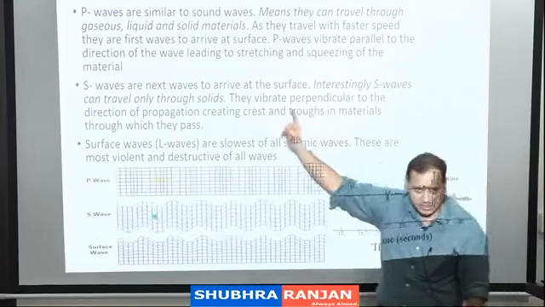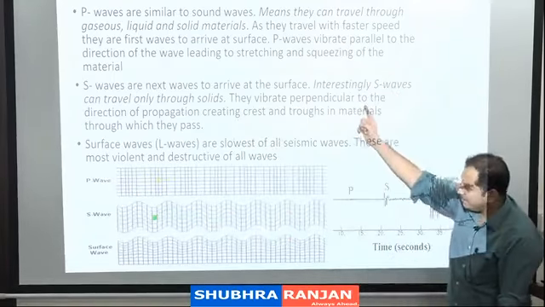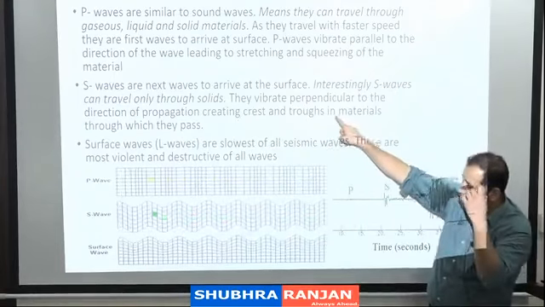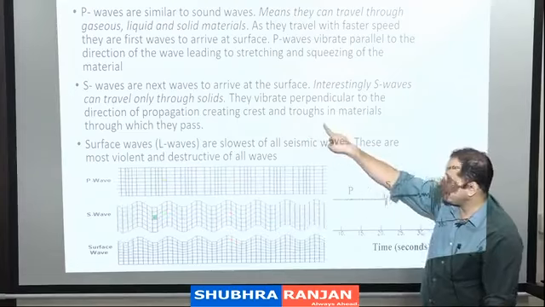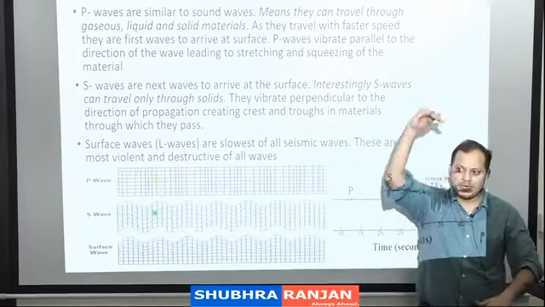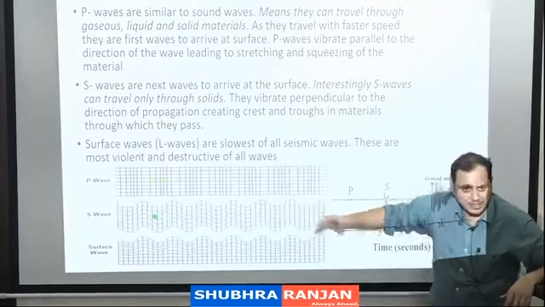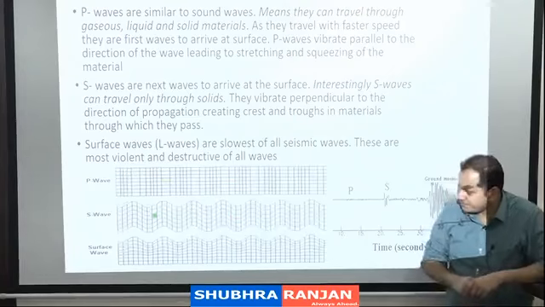Interestingly, S waves can travel only through solids. They vibrate perpendicular to the direction of wave propagation, creating crests and troughs in the materials. So the building goes up and down, the land goes up and down, resulting in the creation of crests and troughs.